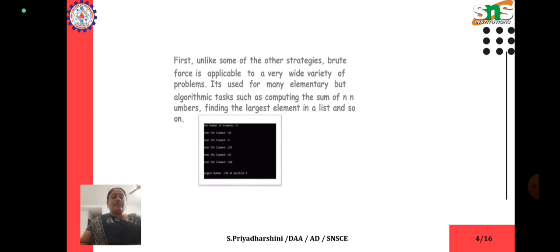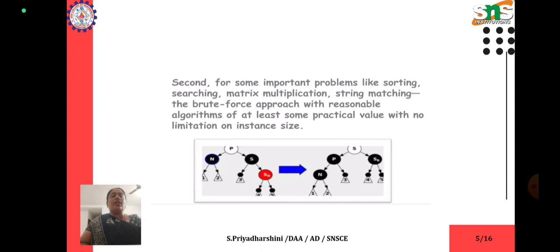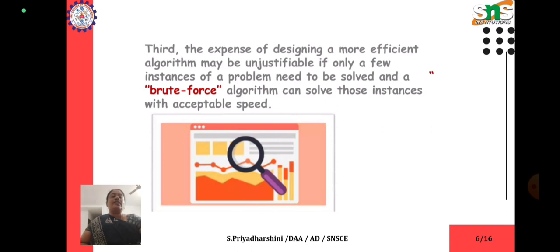So what are the features of brute force? First, unlike some of the other strategies, brute force is applicable to a very wide variety of problems. It is used for many elementary but algorithmic tasks such as computing the sum of n numbers, finding the largest element in a list and so on. Second, it is used for some important problems like sorting, searching, matrix multiplication and string matching. The brute force approach yields reasonable algorithms of at least some practical value with no limitations on the instance size. Third, the expense of designing a more efficient algorithm may be unjustifiable if only a few instances of a problem need to be solved, and a brute force algorithm can solve these instances with acceptable speed.